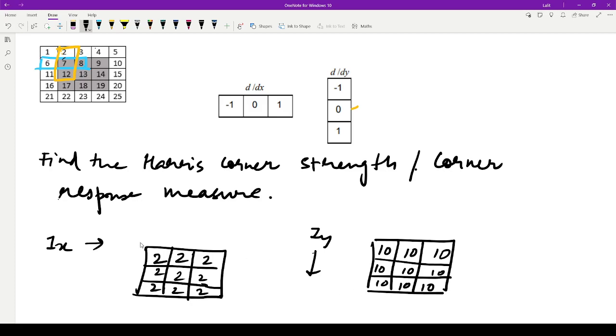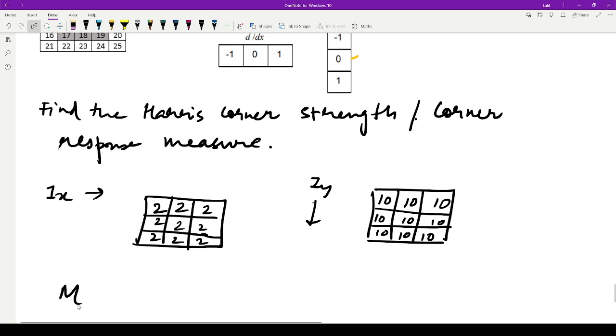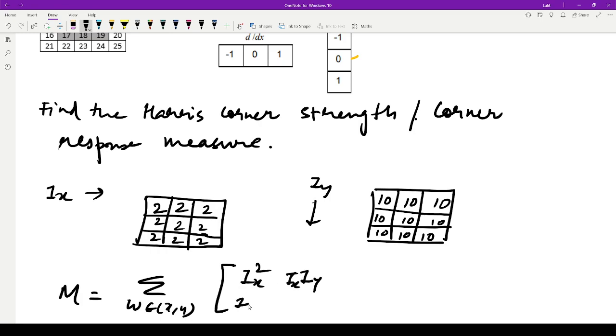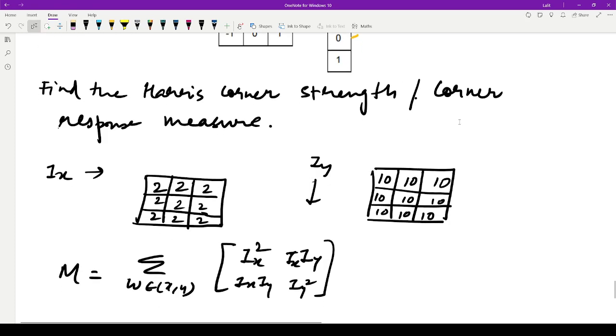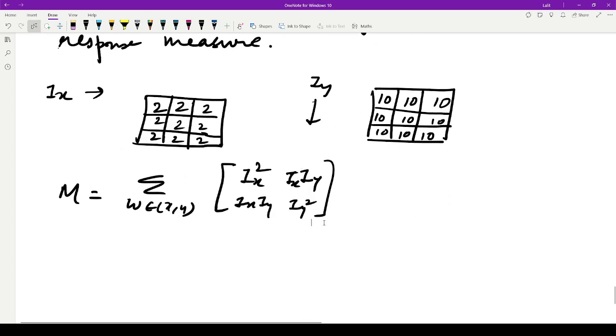Once you get Ix and Iy, what is it that you need to do? Someone said we need to get the matrix M, which is Ix square, IxIy, IxIy, and Iy square. We saw that this small matrix is symmetric and is singular because it's a rank 1 matrix. So the capital M matrix is also symmetric.